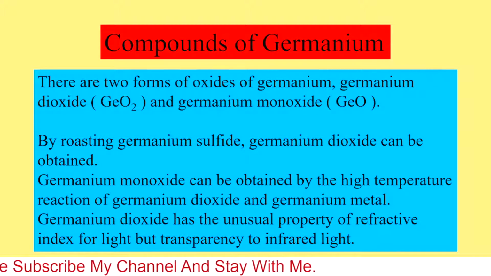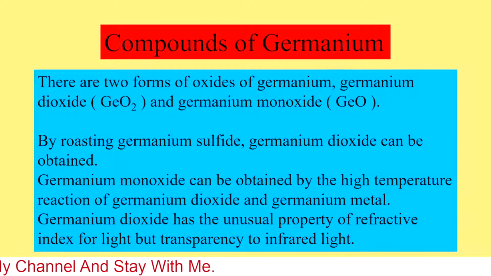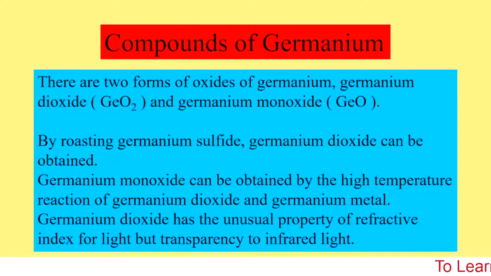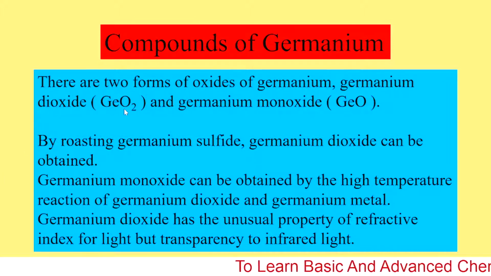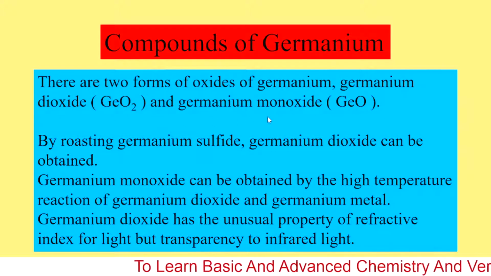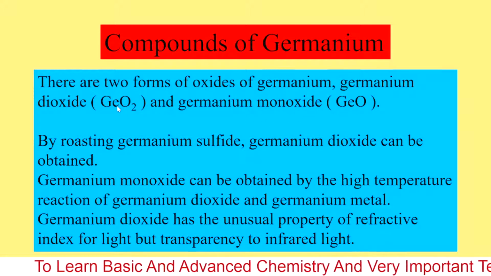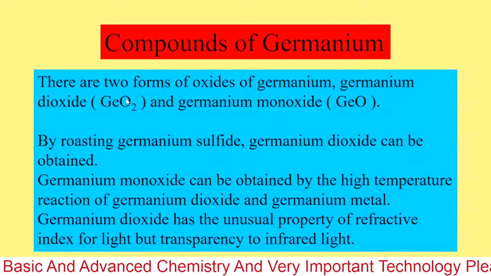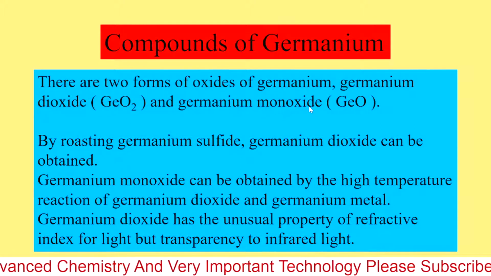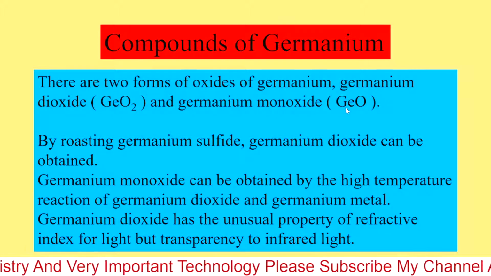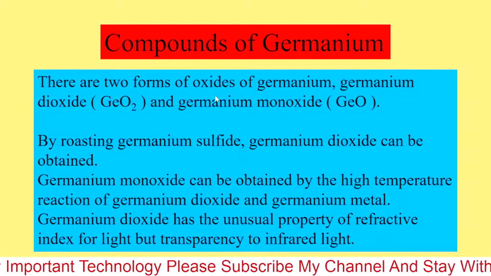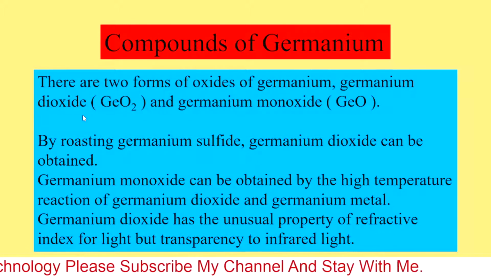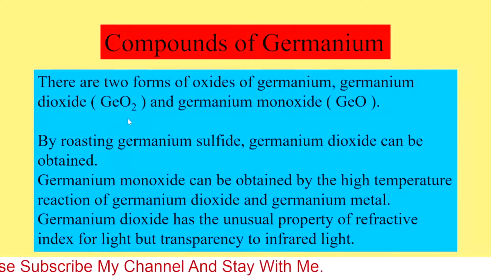Compounds of germanium. Actually, we do not have so many compounds of germanium. There are two forms of oxides of germanium: germanium dioxide, GeO2, and germanium monoxide. Here the oxidation state of germanium is 4, and in the monoxide the oxidation state of germanium is 2. So there are mainly two forms of oxides found for germanium.